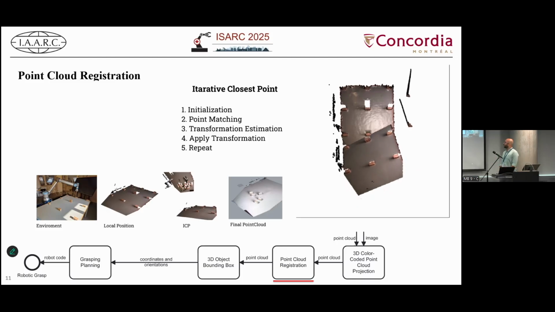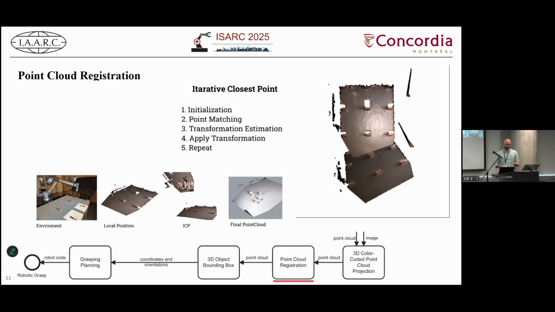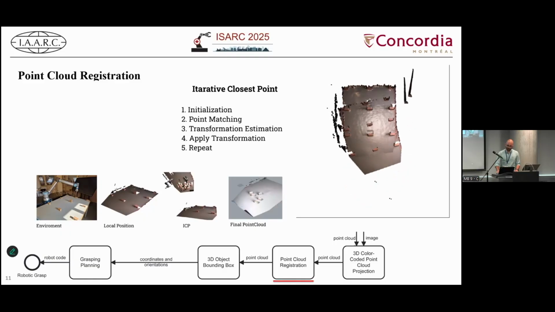From here, our point cloud is currently in an arbitrary position in 3D space, so we need to calibrate it to the real-life position. To do that, we are using the iterative closest point algorithm, which tries to match the guide point cloud with our target point cloud step by step.